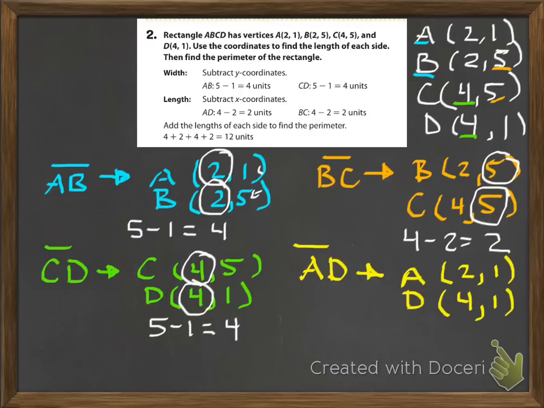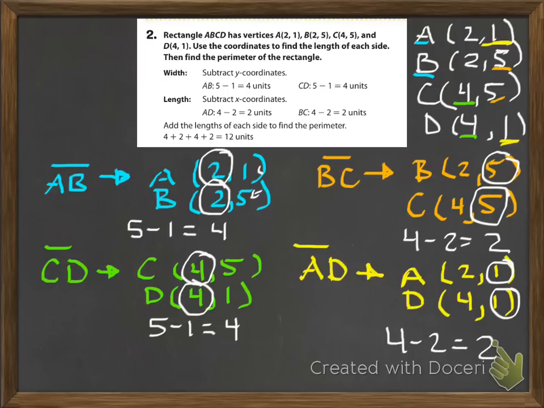Now you want to make sure that you're looking, because the reason it's A and D is because they both share that 1. So now I'm going to take my white, and I'm going to circle the 1 and the 1. So now I can find the difference. I take 4 and subtract 2, and I get 2.